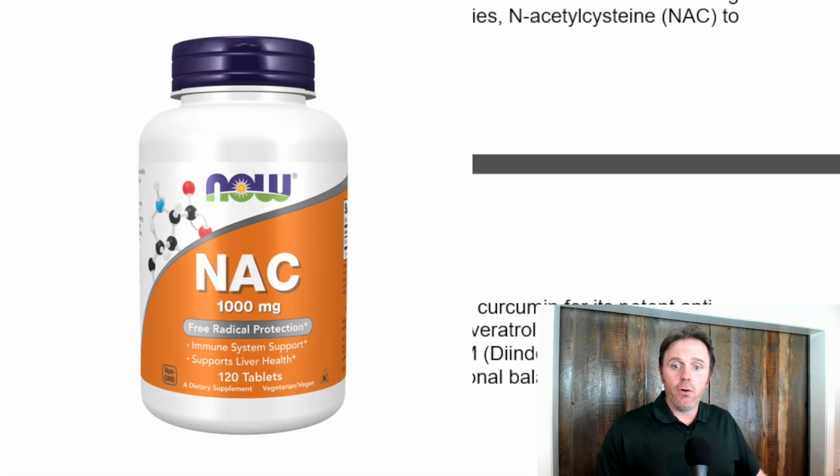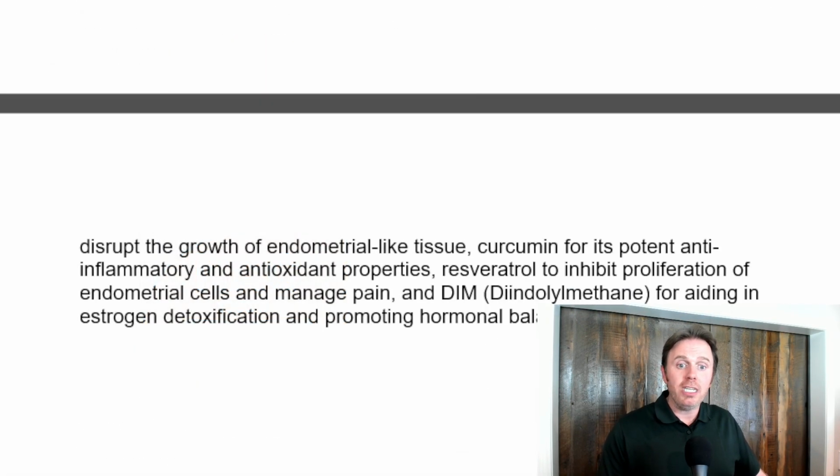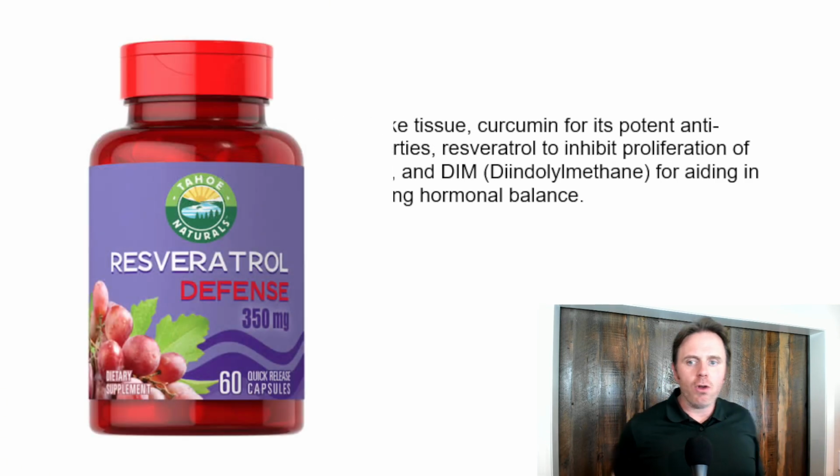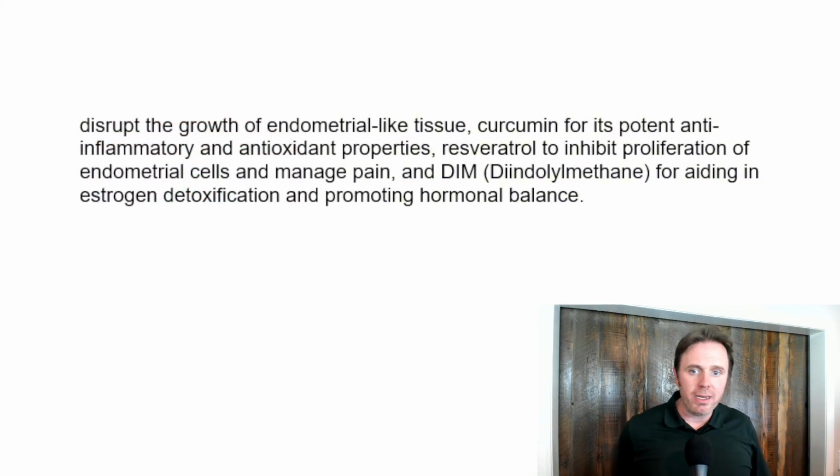NAC is very helpful, right? It can disrupt endometrial tissue growth, so I like N-acetylcysteine. Curcumin is anti-inflammatory and an antioxidant. Resveratrol inhibits proliferation of endometrial tissue. Resveratrol is an antioxidant you'll get in some wines and some berries. Don't try to get it from wine and think, oh, I'm getting my resveratrol. You're not going to get enough, right? So resveratrol is powerful as well. There's also pterostilbene, which is a resveratrol cousin, if you will.